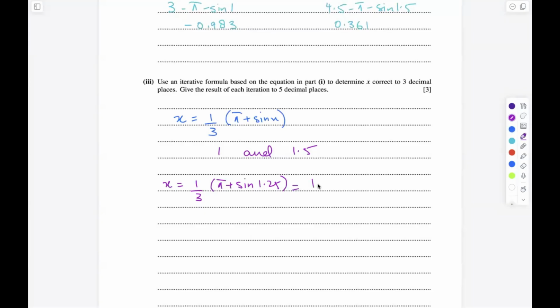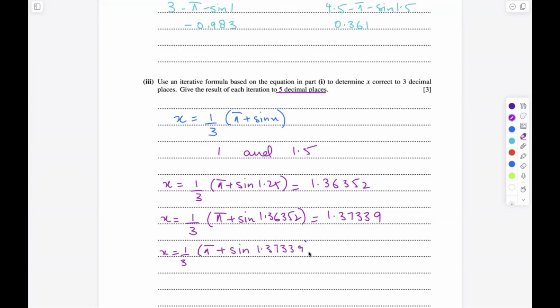1.36352. And please make sure that when you are attempting this, you write your values to 5 decimal places in all the cases. I'll just be using 3 or 4 decimal places to explain. So in the next step, in place of x, I'll substitute x equals 1.36352, and when we substitute this in the calculator, we'll get 1.37339. Now substituting x equals 1.37339, we get 1 upon 3 into pi plus sine of 1.37339, and we'll get 1.37412.